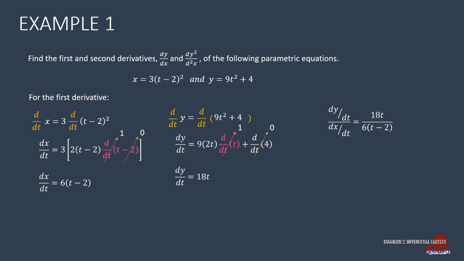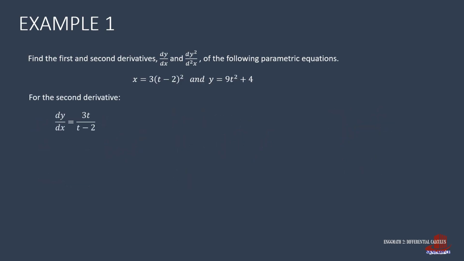Now taking the ratio of these two functions, we have dy over dt all over dx over dt, and placing the derivatives, 18t all over 6 times t minus 2. We can note that the dt's cancel out, and 18 and 6 can also be reduced, leaving dy over dx as 3t over t minus 2.